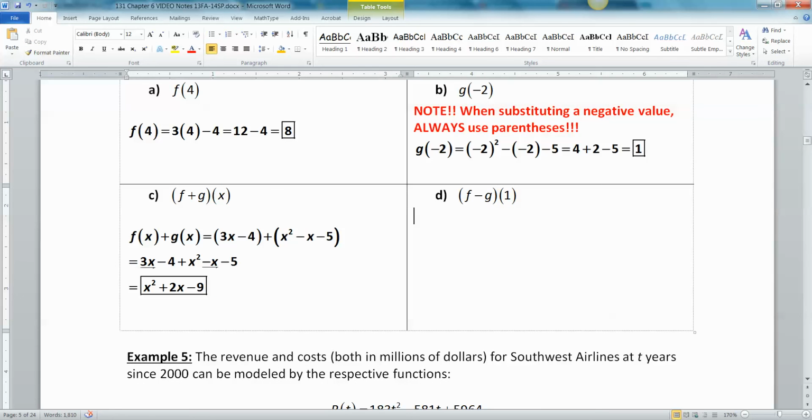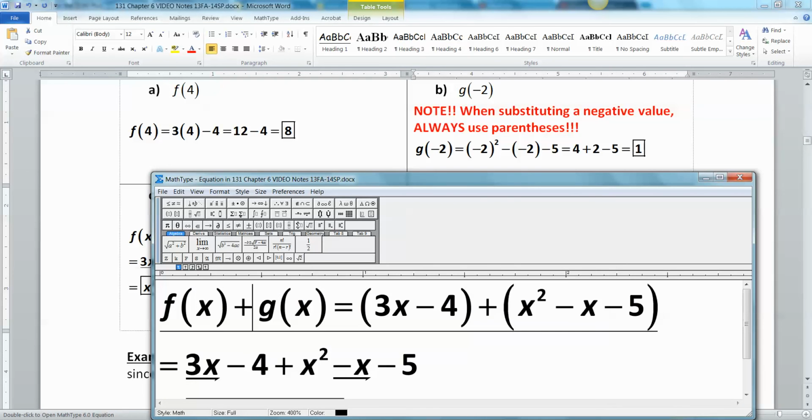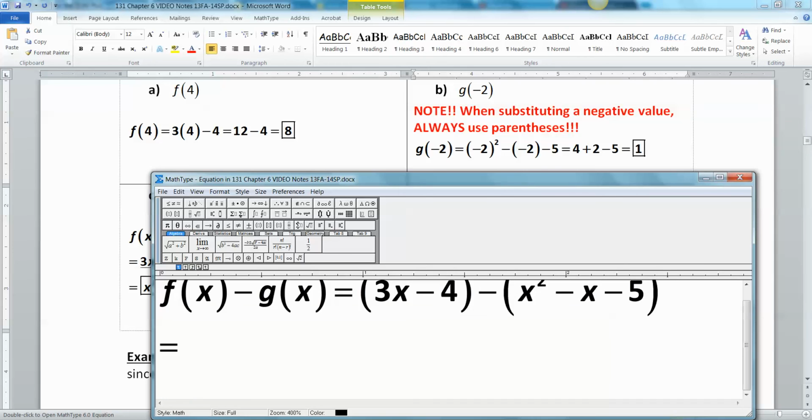Okay, so now what about f minus g of 1? Okay, well, we could do this very similar to the last one, and just to give you some practice with it, I'm going to first find f of x minus g of x, and then I'm going to substitute 1 into it. So f of x take away g of x is 3x minus 4 take away x squared minus x minus 5.